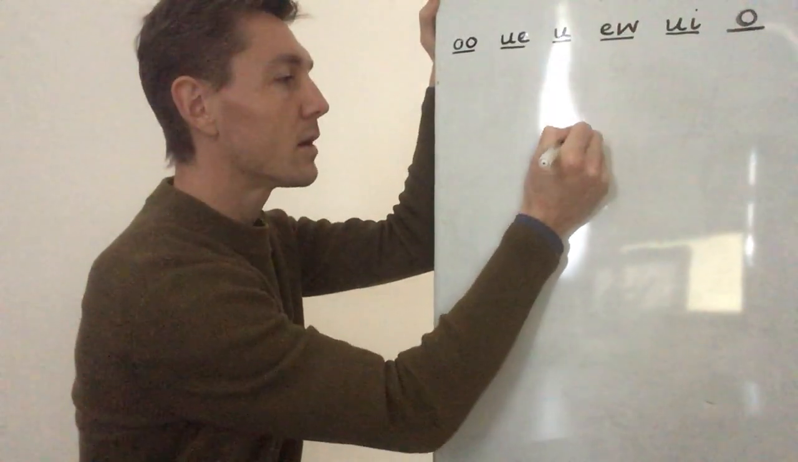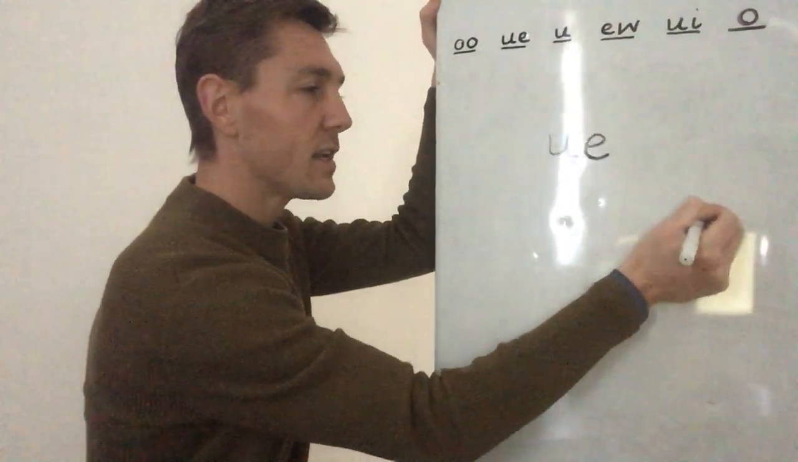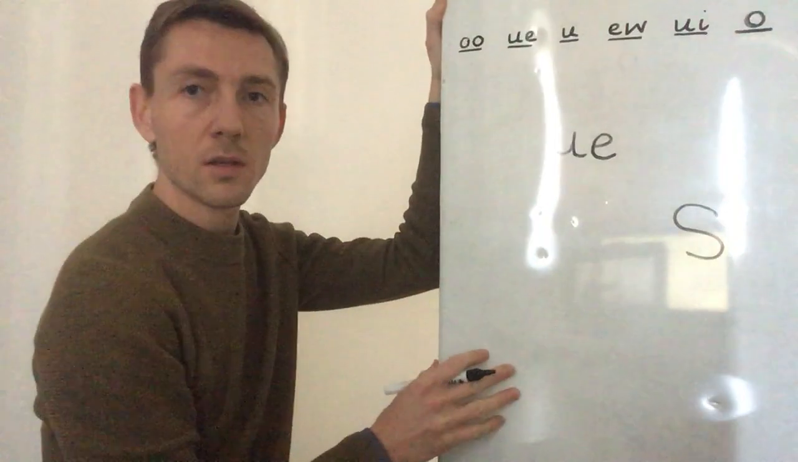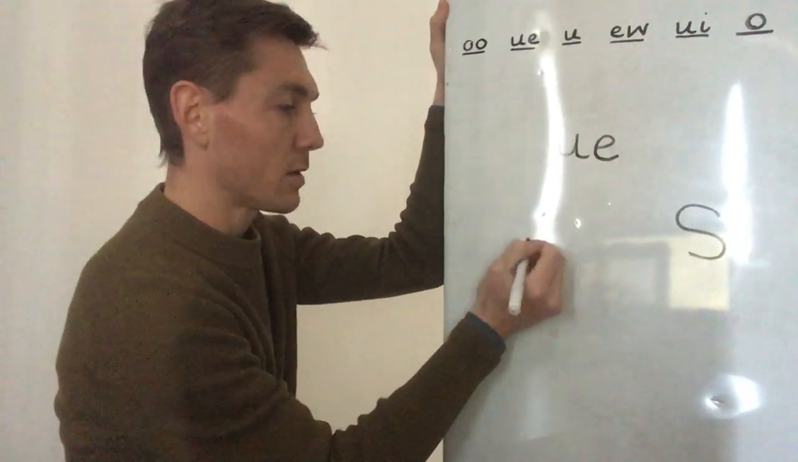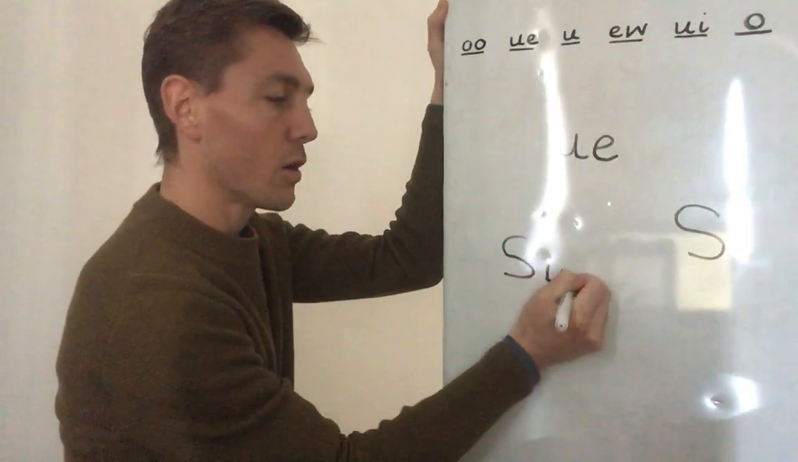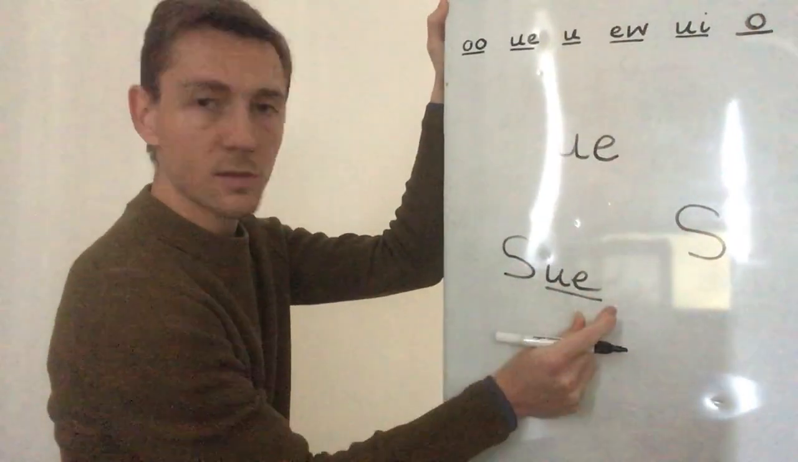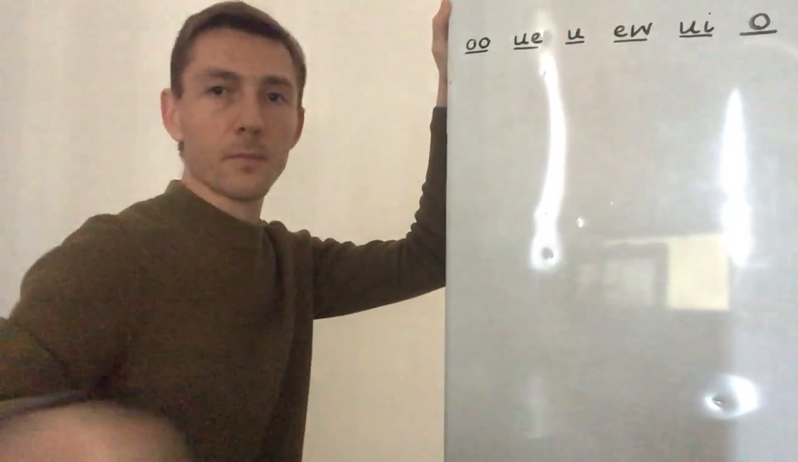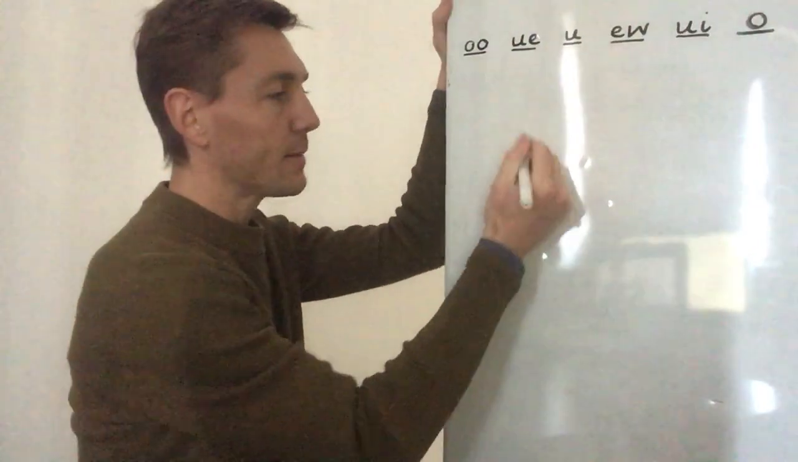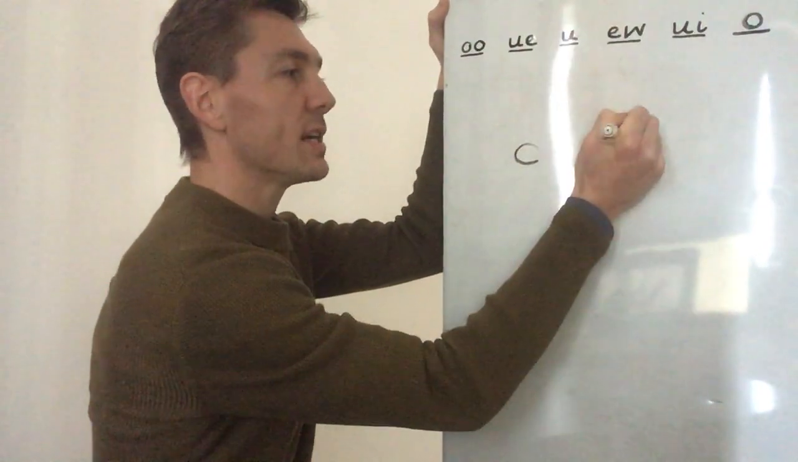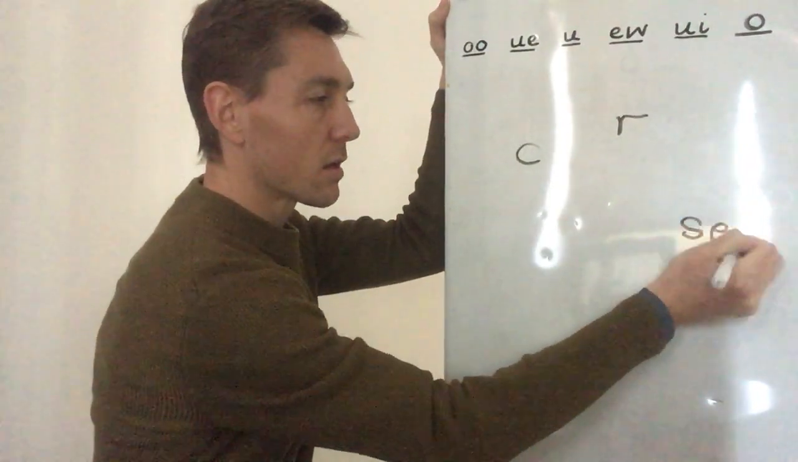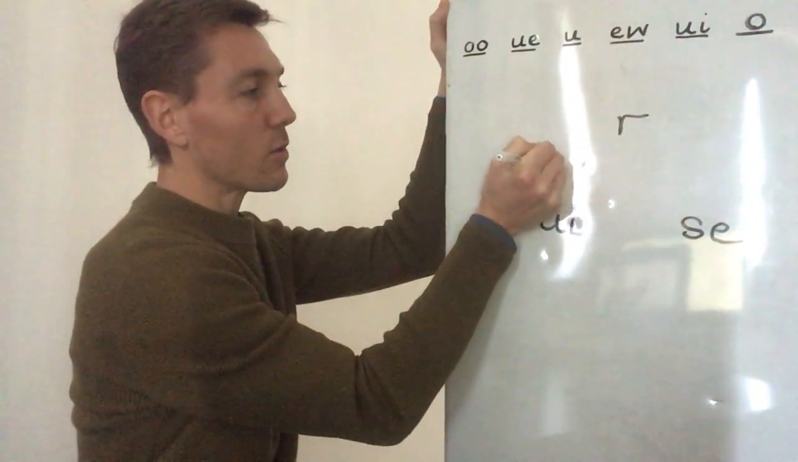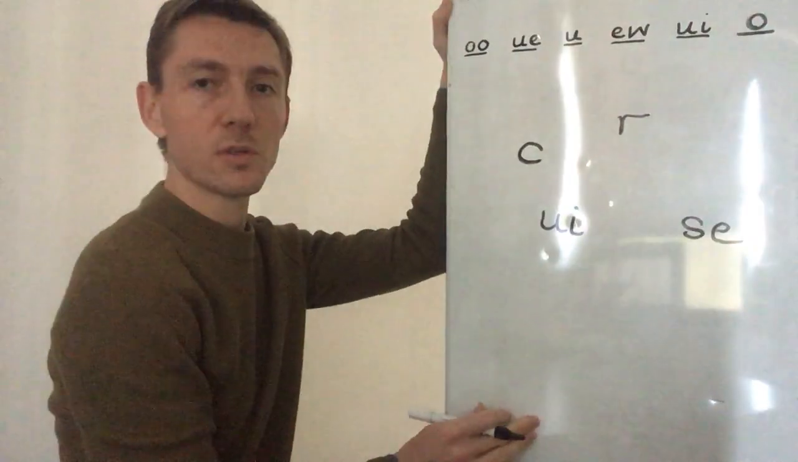Okay, another name. This is the name of a lady called Sue. S, oo. Sue. Sue. Okay, the word is cruise. You might go on a ship to enjoy a cruise.